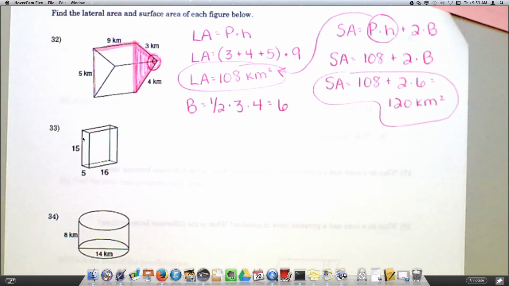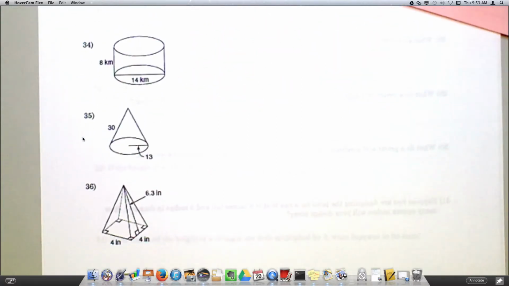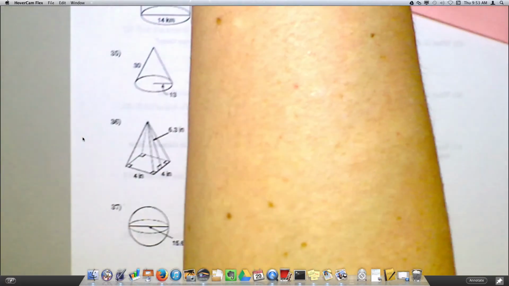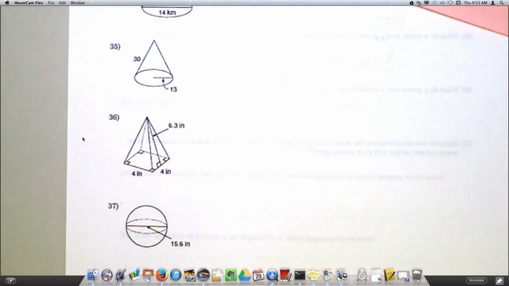Let's pick one more from the packet that you want to do together. One more that looks hard on this page. 36? Okay. So 36, we've got what shape? It's a pyramid. Okay. It is a pyramid. That's what I want you to work on.